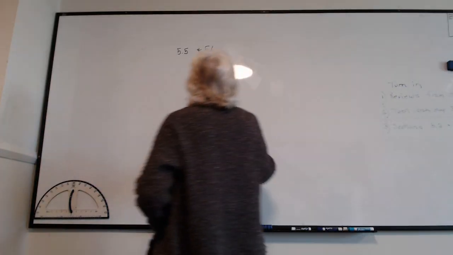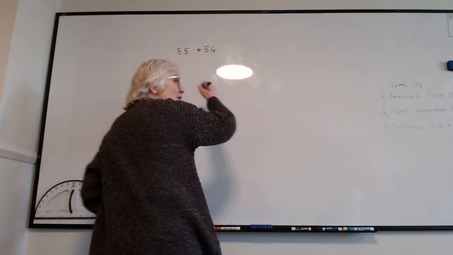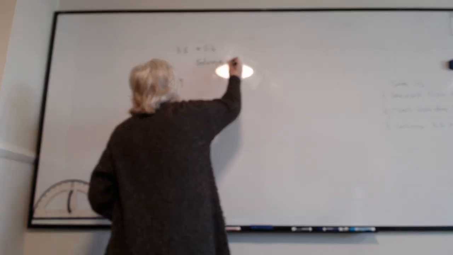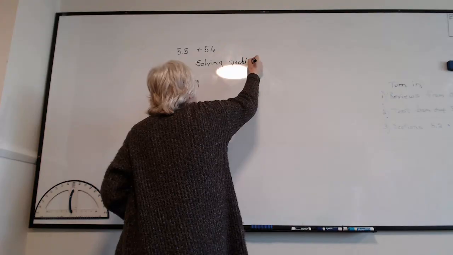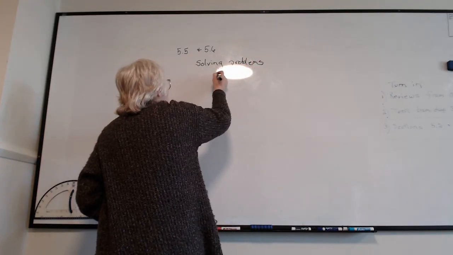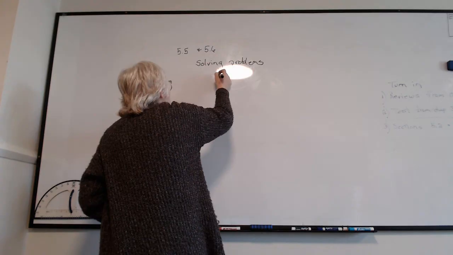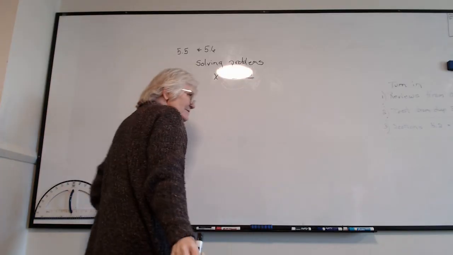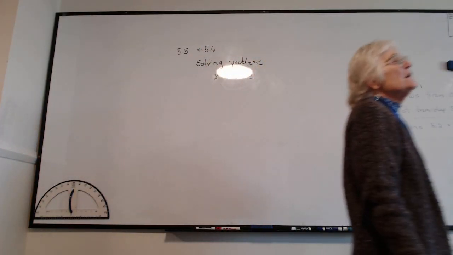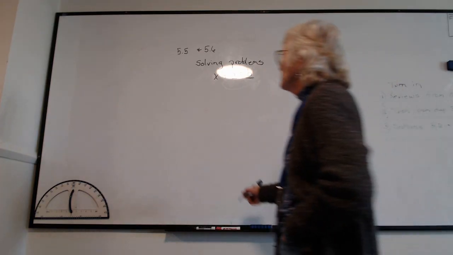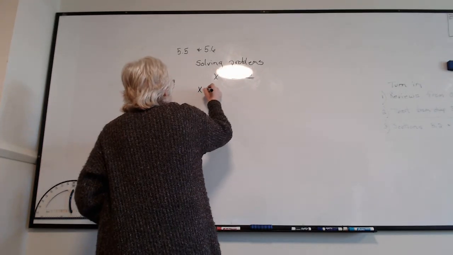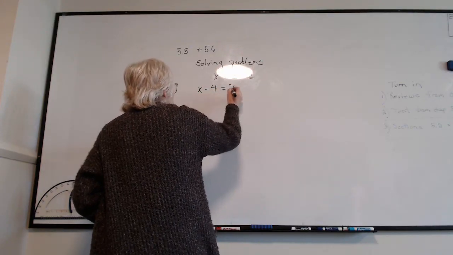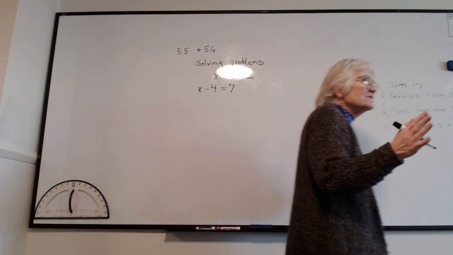Okay. So section 5.5 is all about solving problems that look like this. They write it as x plus a equals b. These are numbers, okay? So we're solving the equation. So I'm going to give you an example. If I have x minus 4 equals 7.